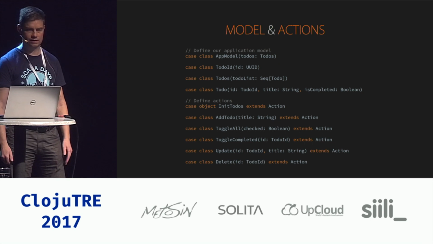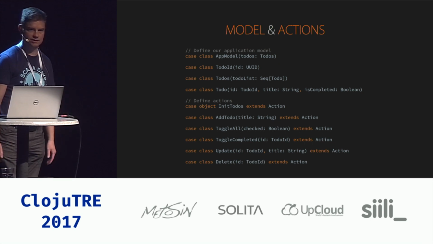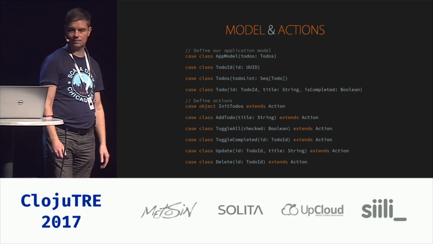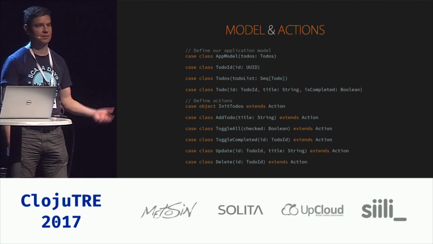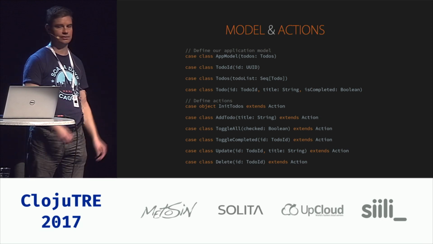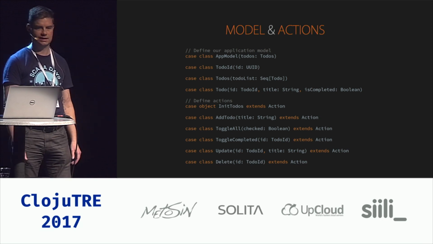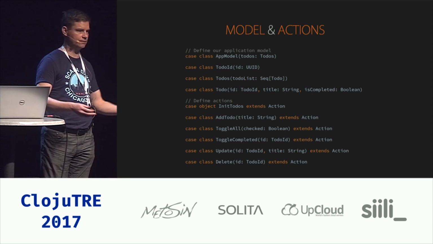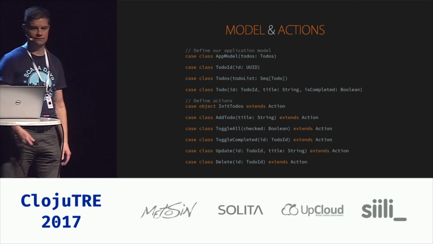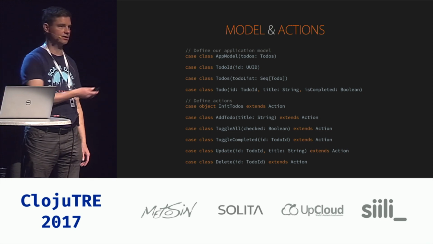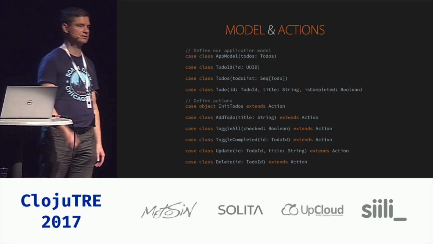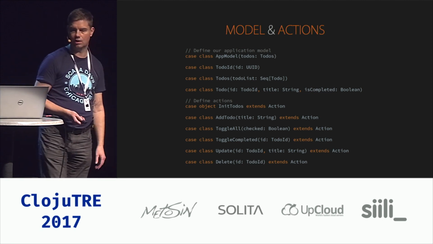So a couple of quick code examples of how the models are defined. This is from the to-do MVC example that comes with Diode. You just define the application model, which is like a list of to-dos using these case classes. Basically, the application model is like a tree of things. And then you define the actions that target this model, what you want to do if you want to add a to-do, update an existing to-do, delete, and so on.